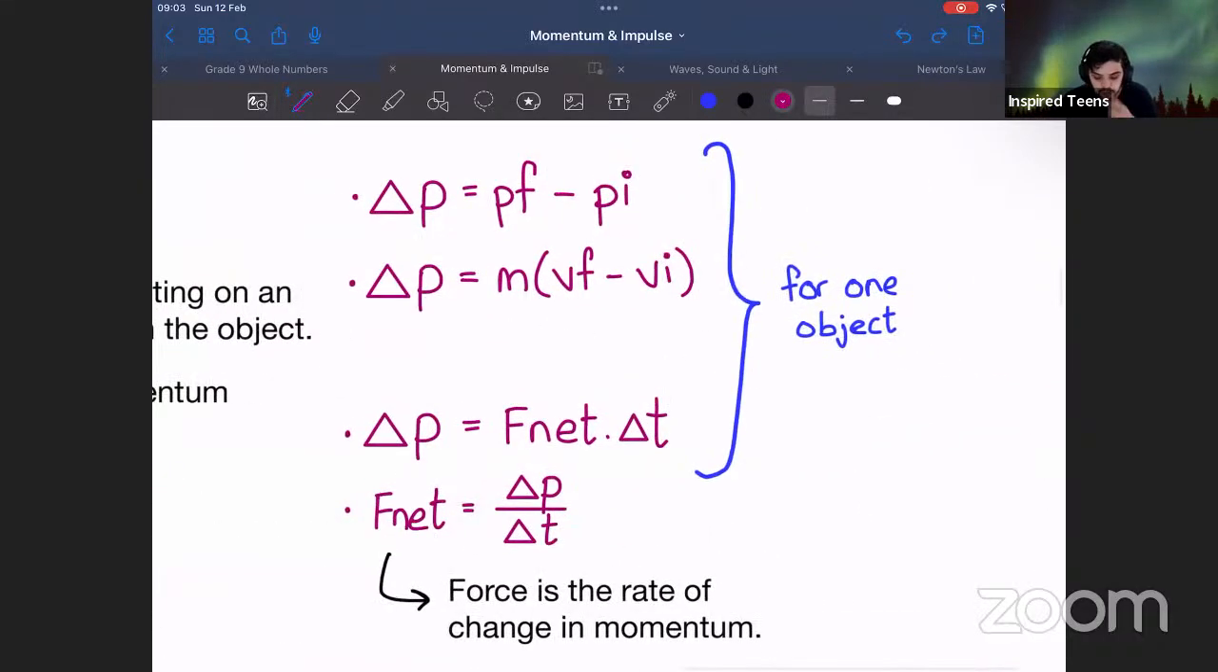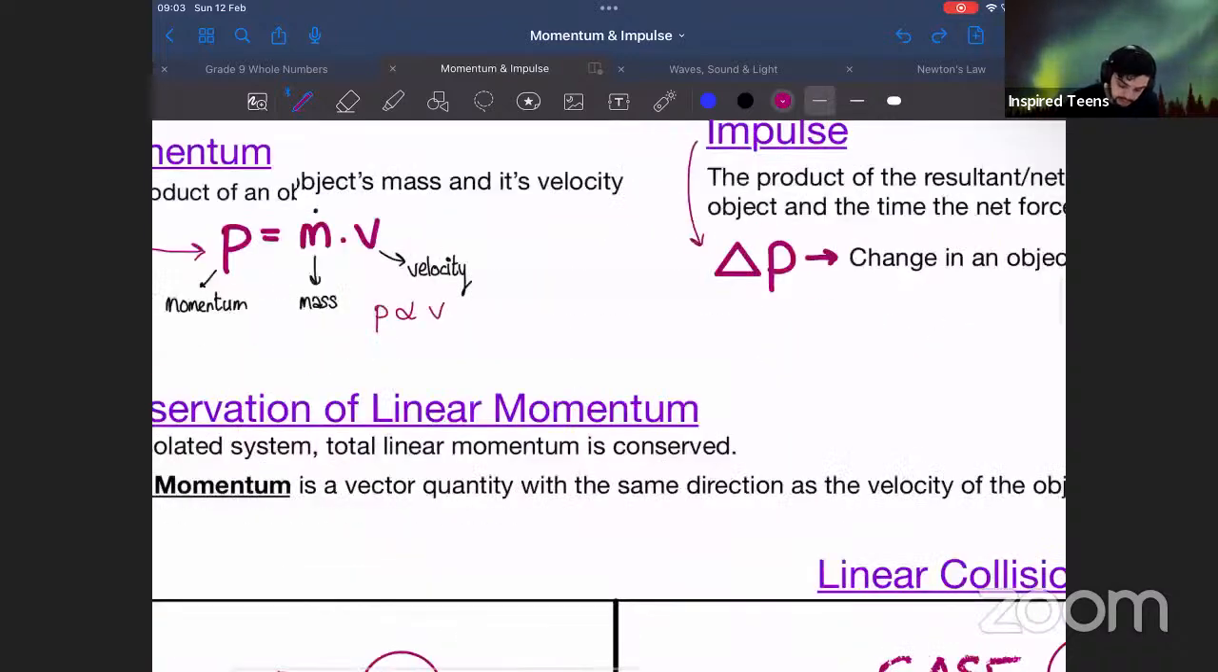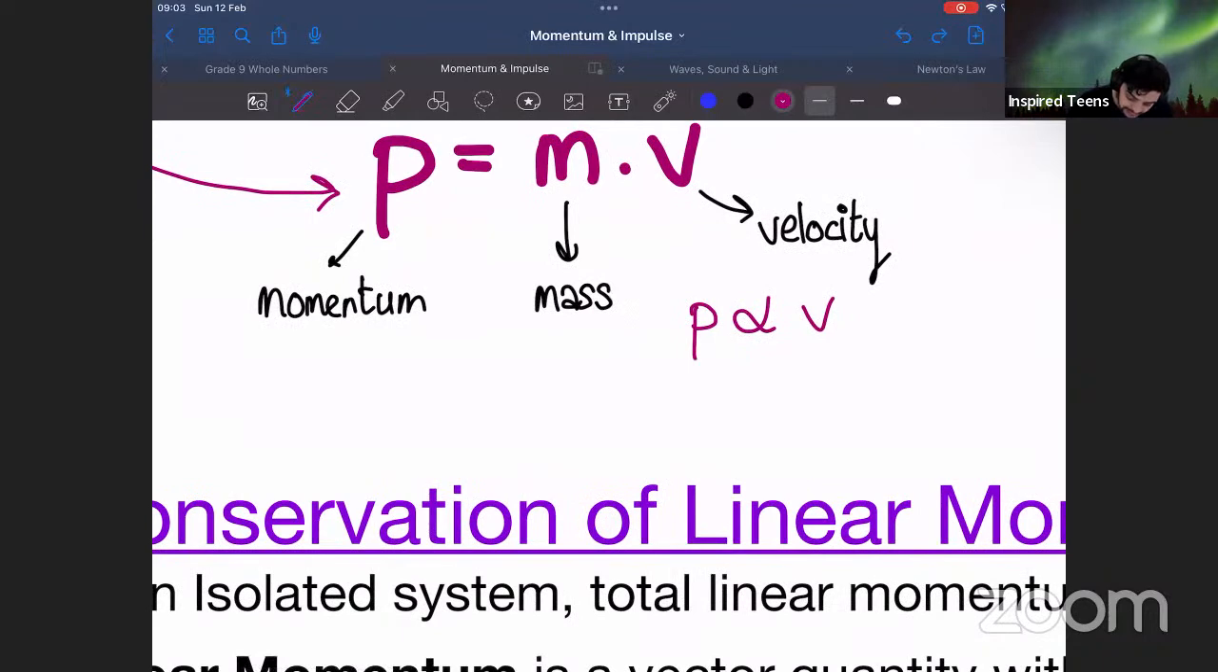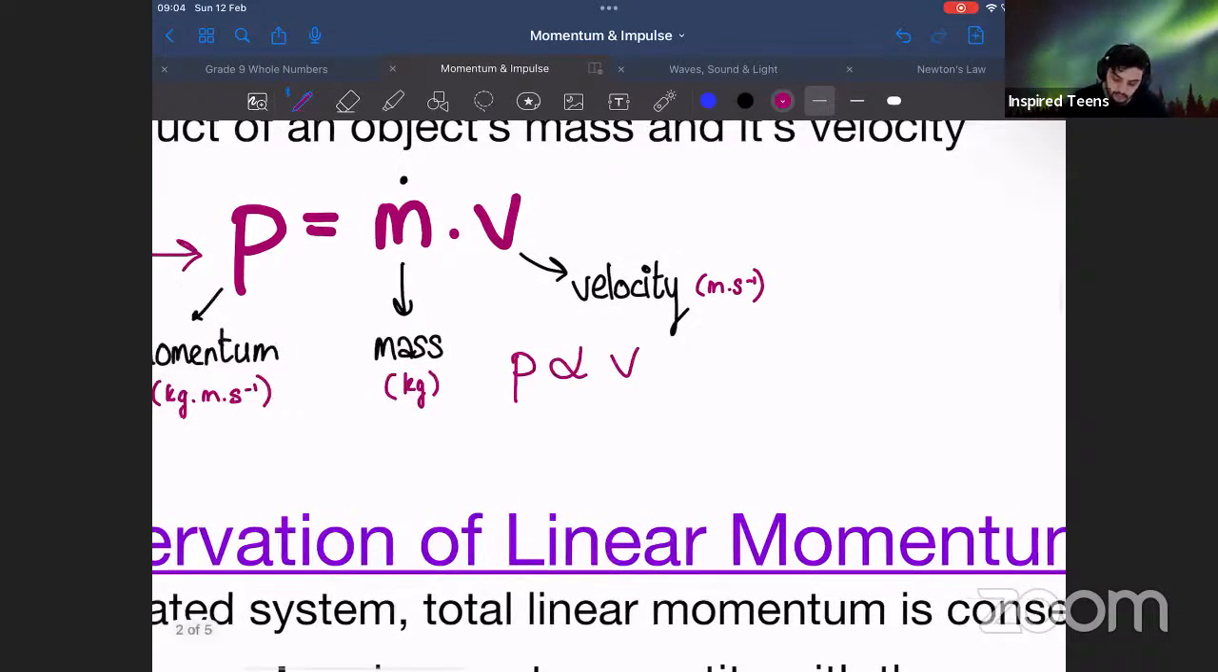Let's have a look at our formulas. Firstly, remember we discussed that delta P is impulse, and change in anything means final minus initial. That's why change in P represents final P minus initial P, meaning final momentum minus initial momentum. For units, momentum can be kg meters per second to the -1. We'll go through the other one that we can use. For mass, we use kgs, and for velocity, we use meters per second to the -1.